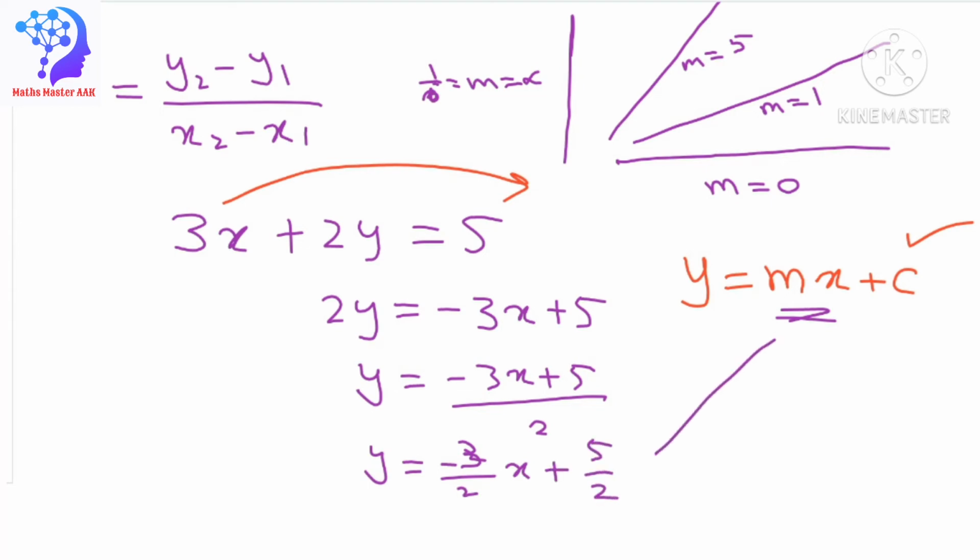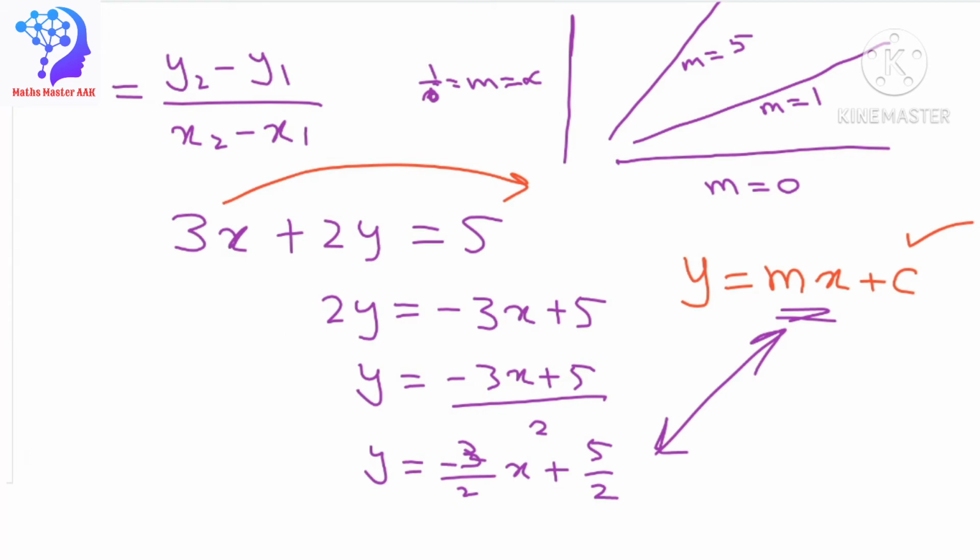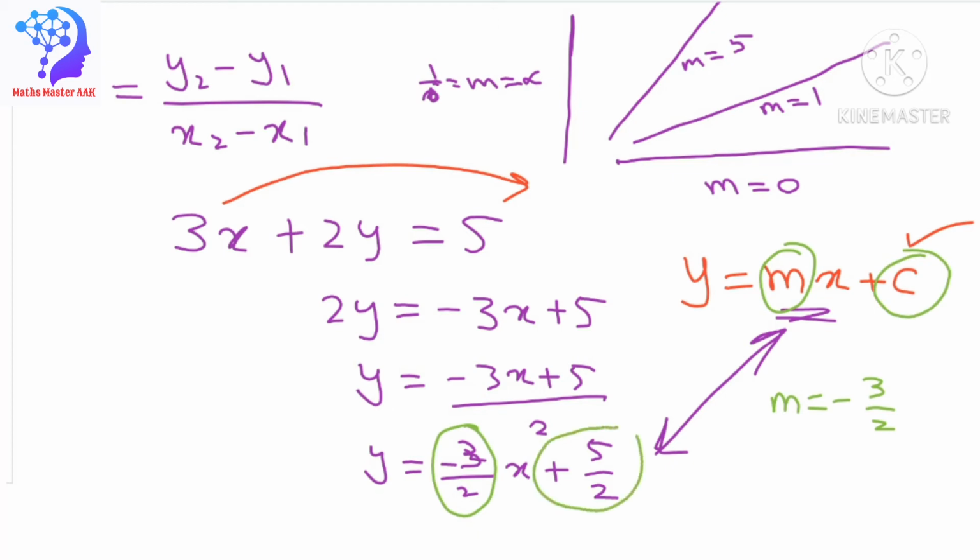Now you can see that you can compare these two equations, and after comparing, what will you get? You will get the coefficient of x, which is called m. So the coefficient of x, which is called m, is minus 3 by 2. So you can say m is equal to minus 3 by 2. On the other side, the y-intercept c, we will discuss the y-intercept after this, is 5 upon 2. So c is equal to 5 upon 2. Like this you can find the gradient with the help of 2 points and also with the help of the equation.